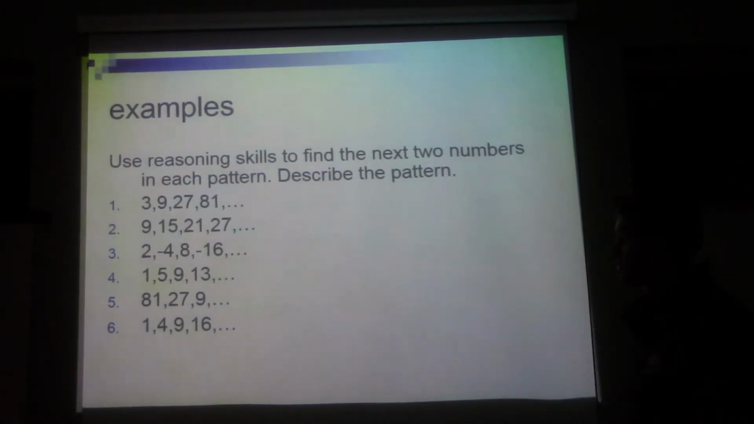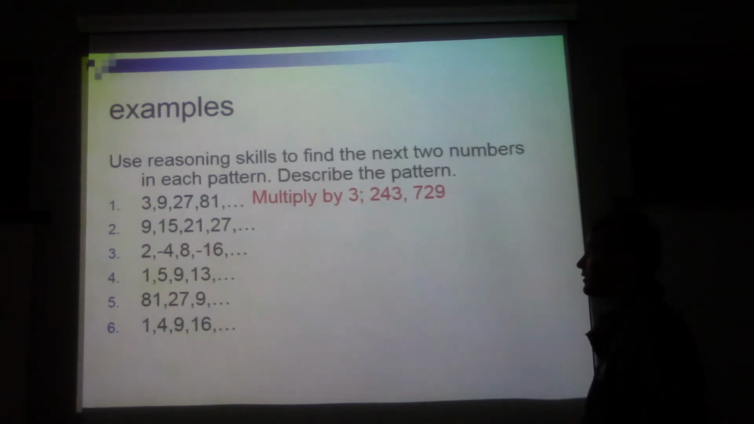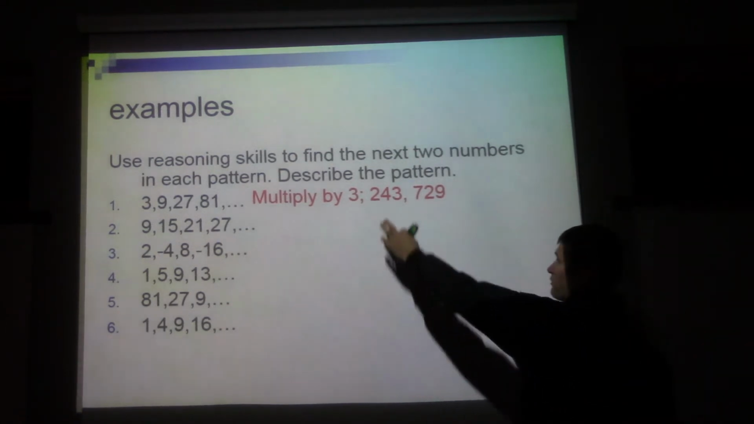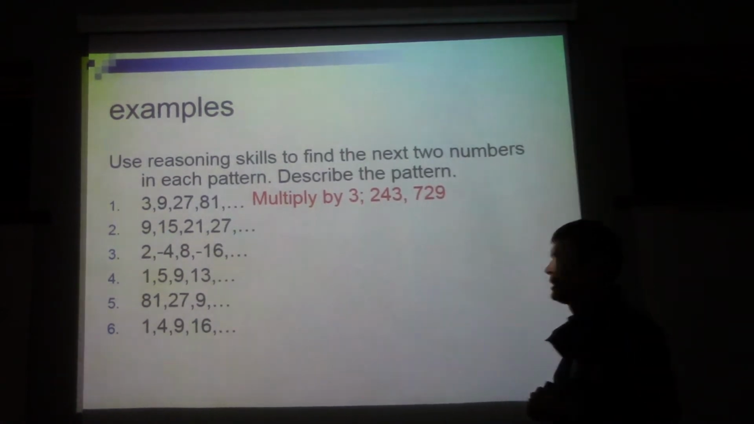So first of all, what are we doing? Well, we're multiplying by 3. So my next two numbers would be 81 times 3, which is 243. And then multiply 243 by 3 to get 729.